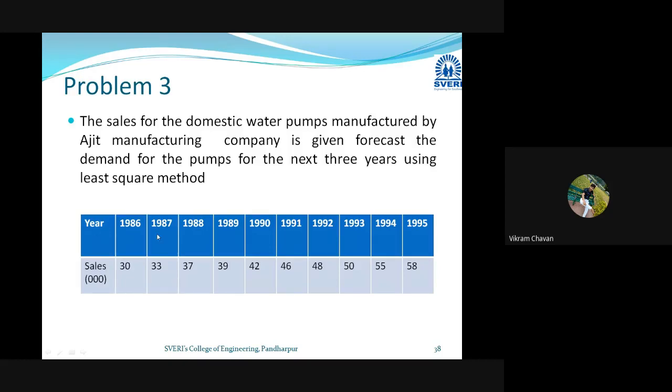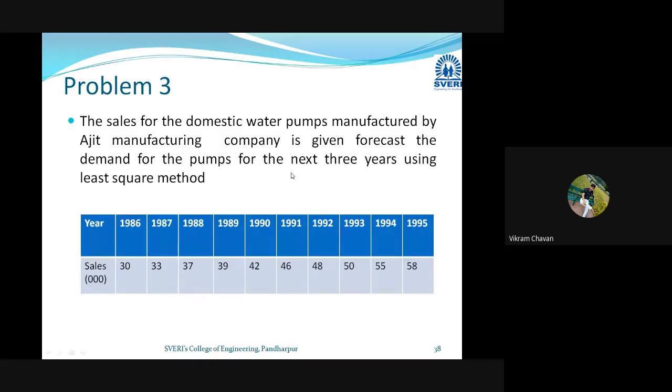Okay, so years are provided. So total from 1986 to 1995, the years are provided. Okay, and write down the years: 1986, 1987, 1988, 1989, 1990, 1991, 1992, 1993, 1994, 1995, and the respective sales values are 30, 33, 37, 39, 42, 46, 48, 50, 55, and 58.